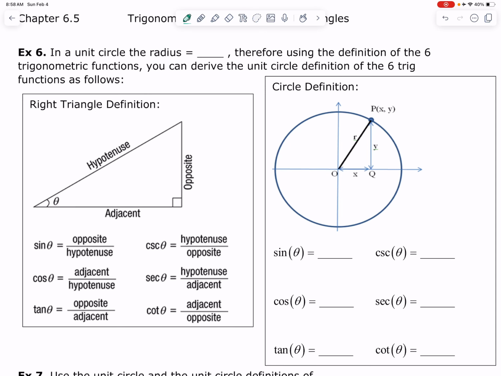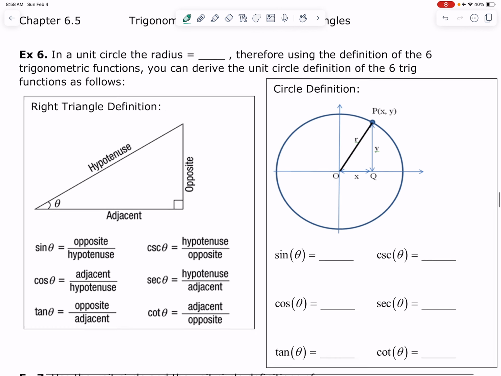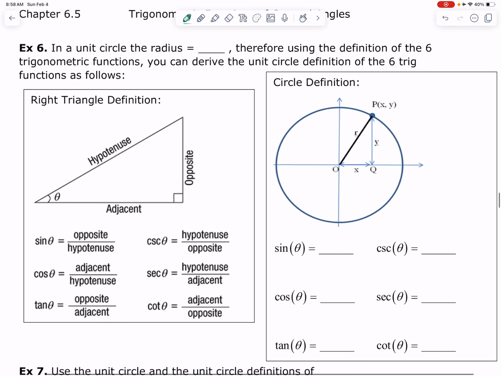These are the chapter 6.5 notes, trigonometric functions of general angles. This is page 7. So we are going to bounce around a little bit on this page. I have reorganized as I wrote these notes. So pick the part that makes the most sense to you.